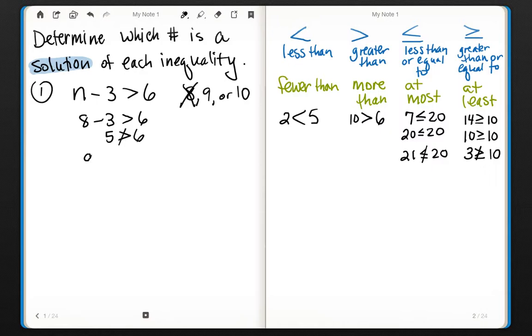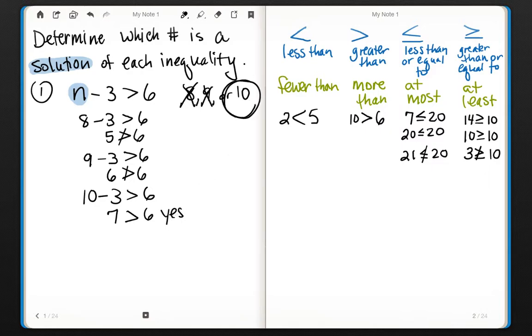Let's try 9. 9 minus 3. So again, I'm plugging in these values. 9 minus 3, is it greater than 6? Well, is 6 greater than 6? No, it's equal to 6. It's not greater than. So 9 doesn't work. So let's check 10. 10 minus 3 is 7. Is 7 greater than 6? Yes, that's true. So 10 is a solution to this inequality.